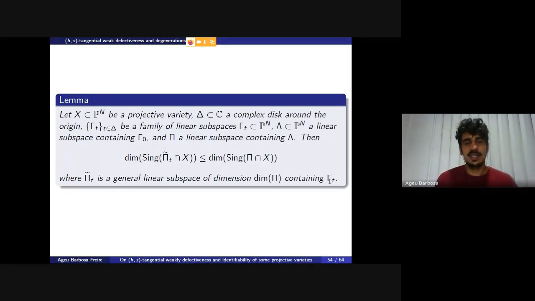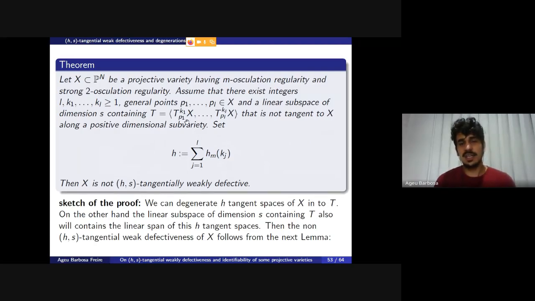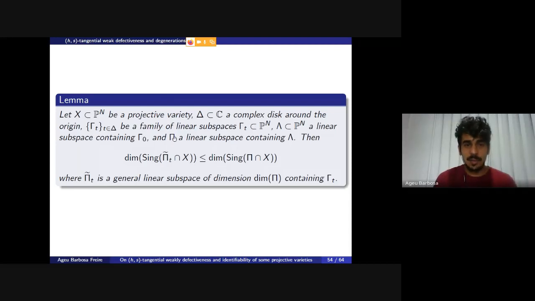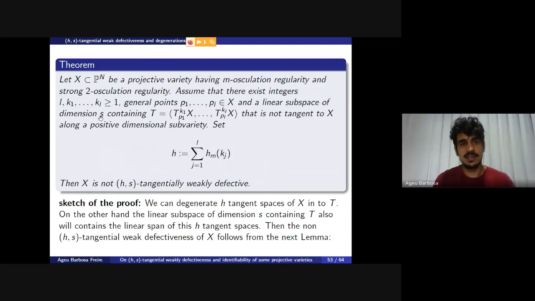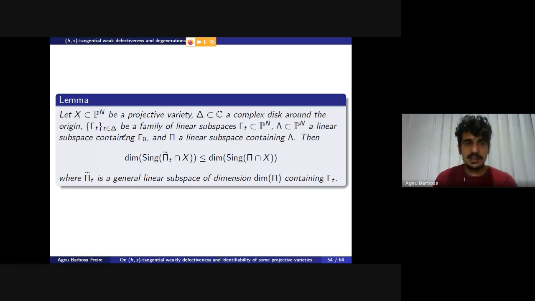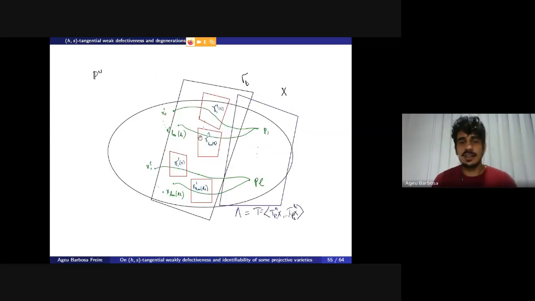In our case, let me just tell you that this lambda here will be our set T, which is the linear span of these osculating spaces, and our pi will be the linear subspace of dimension s that we are considering. And this gamma t, let me show you a picture. Remember that the function HM tells us how many tangent spaces we can degenerate into a single osculating space of order k1. Then here we are degenerating x11 up to x1h1 of k1 points into a point which I'm going to call p1. And so we are degenerating xl1 up to xlhl of kl into a single point which I'm going to call pl.